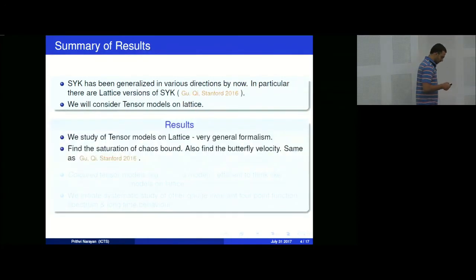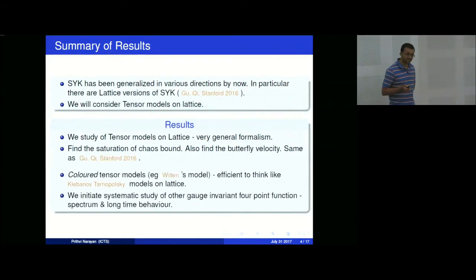Okay, so I'll just state the results in case you lose track, because there will be a lot of Feynman diagrams. To reiterate, we study tensor models on lattice. The formalism is quite general. It's in principle able to handle various different tensor models. We concentrate on one specific model, the Klebanov and Tarnopolsky model, and we find saturation of the chaos bound and also the butterfly velocity. This is quite similar to the reference that I mentioned here. We can also study other models with these techniques. We can consider Witten's model, for example, and it turns out that the most efficient way to think about Witten's model is as the KT model on lattice, as I will explain later on. And we, in fact, initiate a more systematic study of 4-point functions, more systematic than the original authors did, and we study their spectrum and behavior.